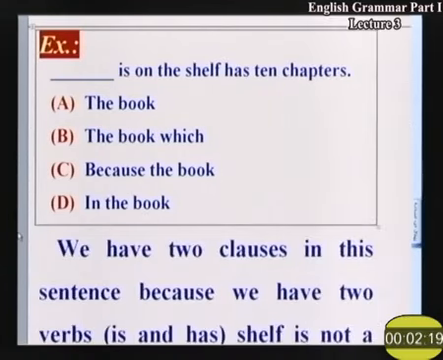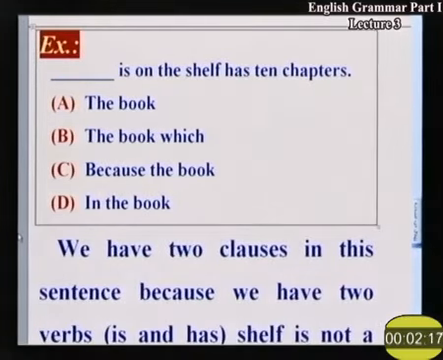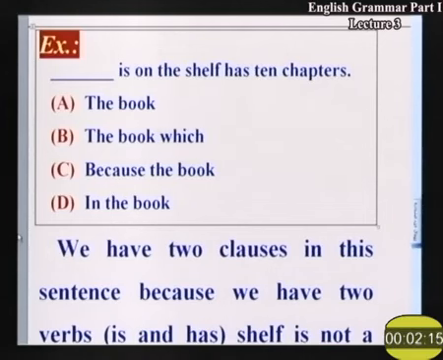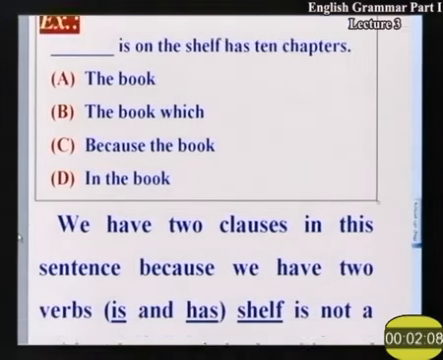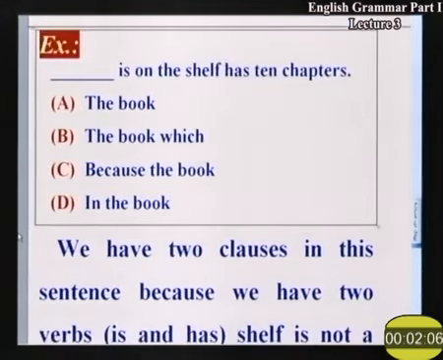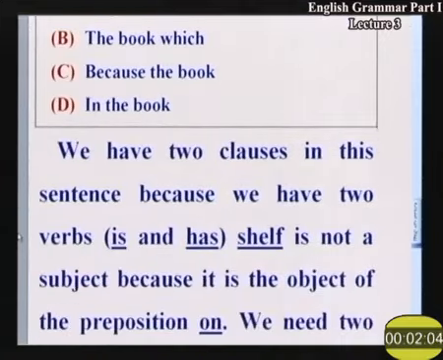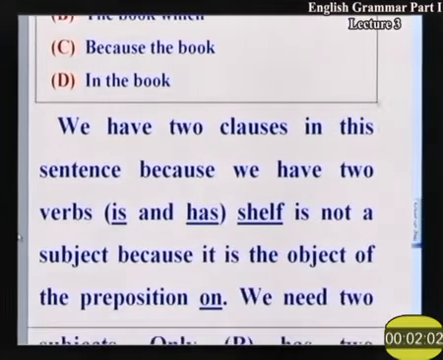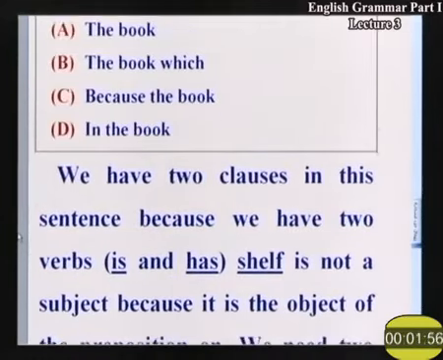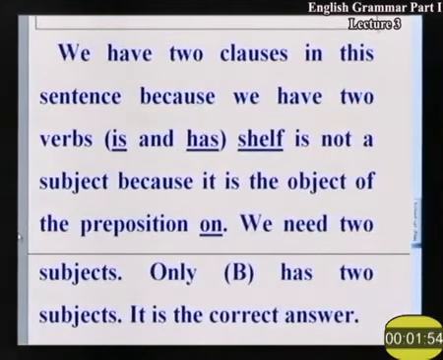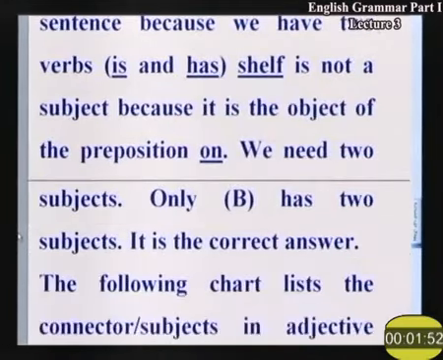طيب we have two clauses in this sentence because we have two verbs is and has. Shelf is not a subject. On the shelf دي طبعا مش subject. انتوا عارفين this is an object of the preposition on. We need two subjects. Only B has two subjects اللي هي the book which is برضو subject to connector. It is the correct answer.